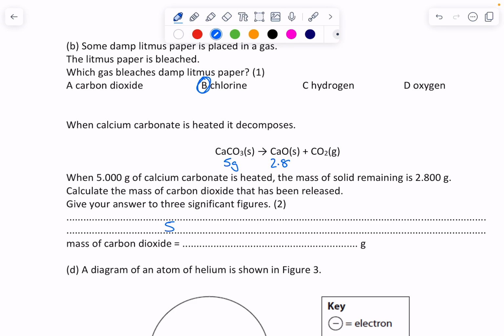So the mass is going to be the difference between those two numbers. So I've got 5 at the beginning, take away the 2.8 that's formed. That's given me 1.78. Let's just try that again. 5 take away 2.8 is 2.2. So that's 2.2, that's better. And give the answer to 3 significant figures, so it's going to have to be 2.20, because we need 3 significant figures.